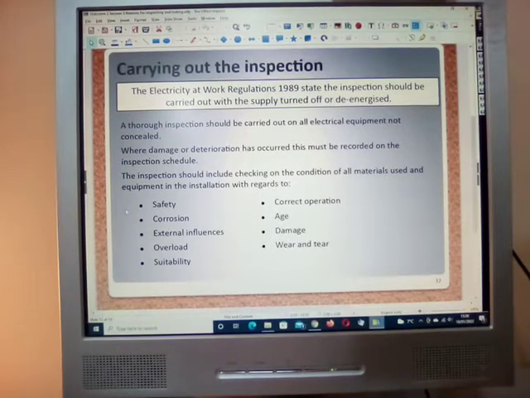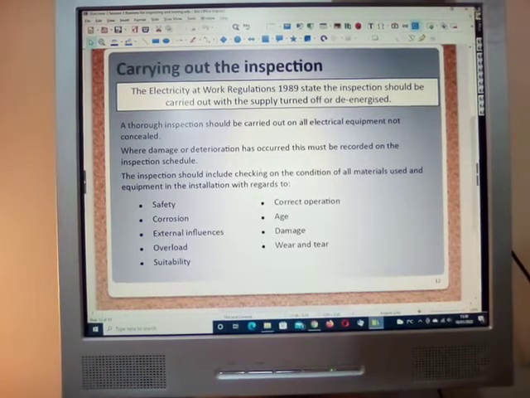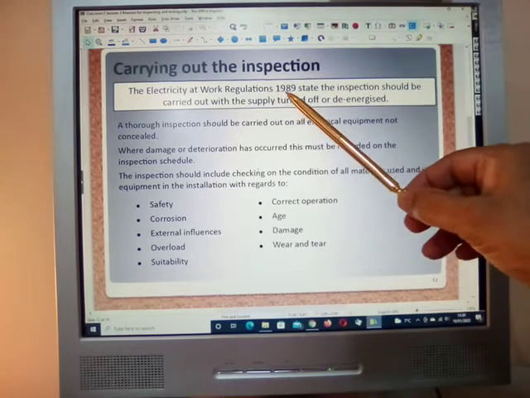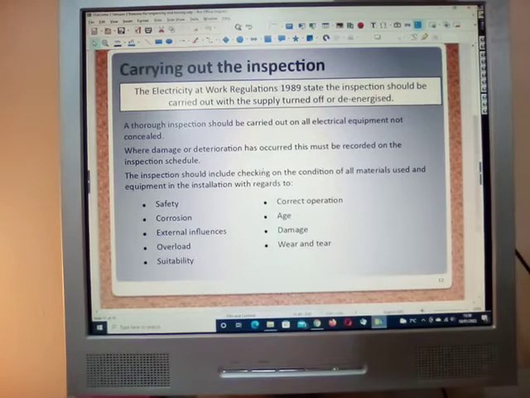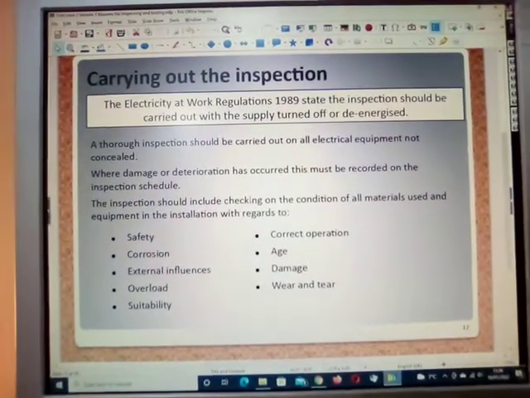Carrying out the inspection, etc. Again, here you can see 1989 regulations comes into play. I don't need to read this out to you. You can read this for yourselves.